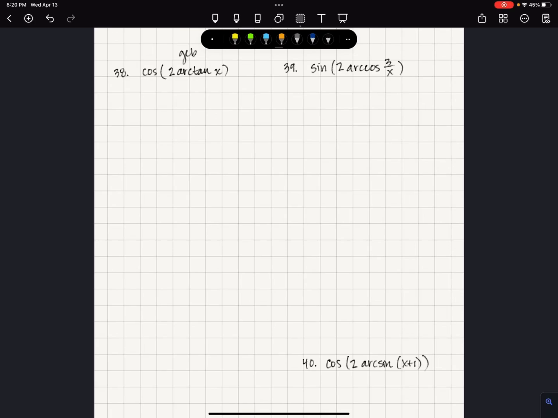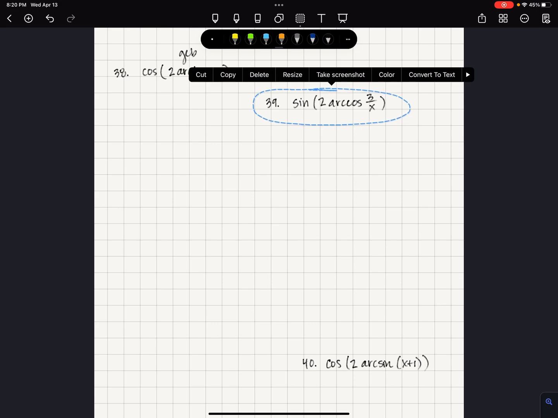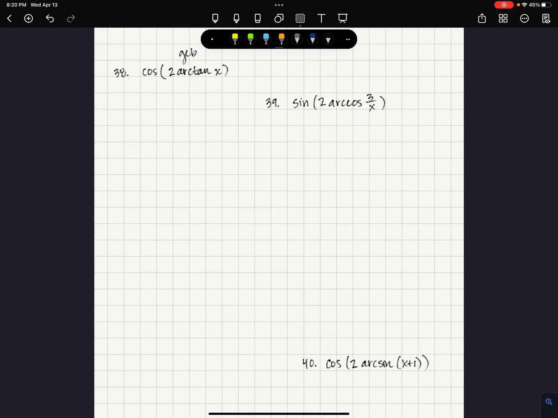Okay, we are going to find the algebraic expression that is equivalent to, let's look at number 39: the sine of 2 arc cosine of 3 over x. I'm going to use a highlighter here. Remember, the arc cosine of a ratio is equal to an angle. So this is just another way to say, find the sine of 2 theta.